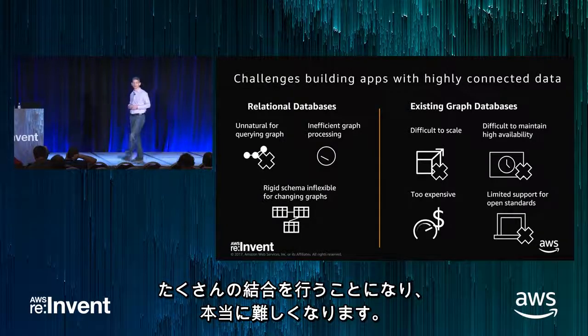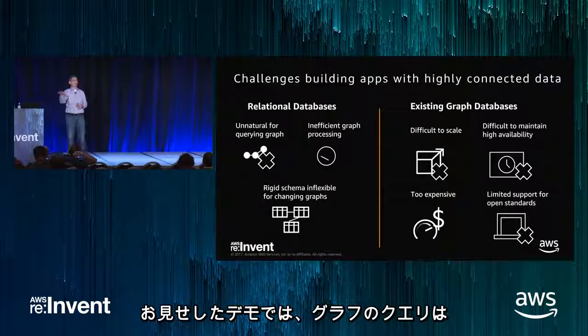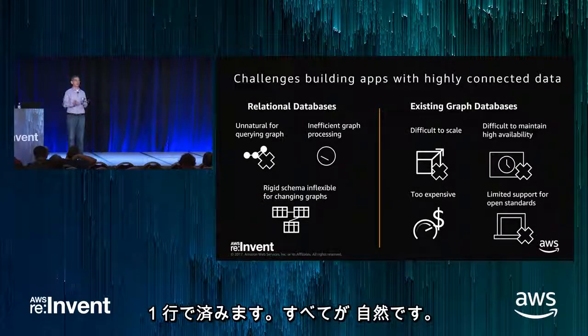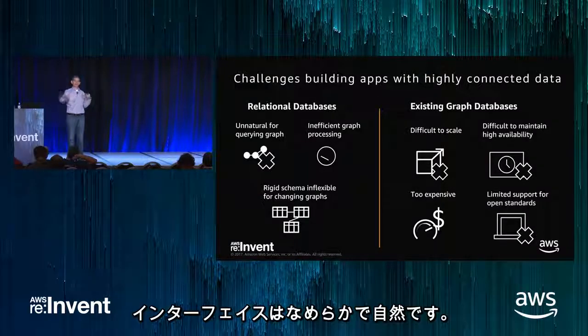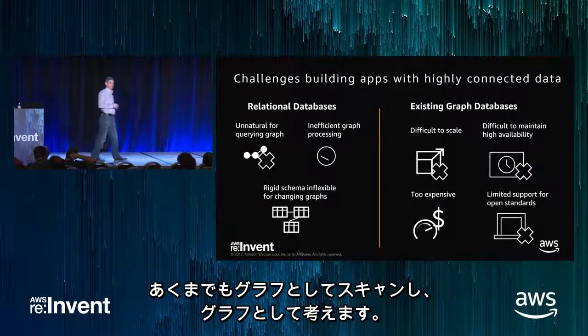It's really hard. And if you saw in the demo, we could just query our graph with one line, and everything is very natural. It's a fluid interface. It's really natural. You're traversing the graph, and you're thinking as a graph.